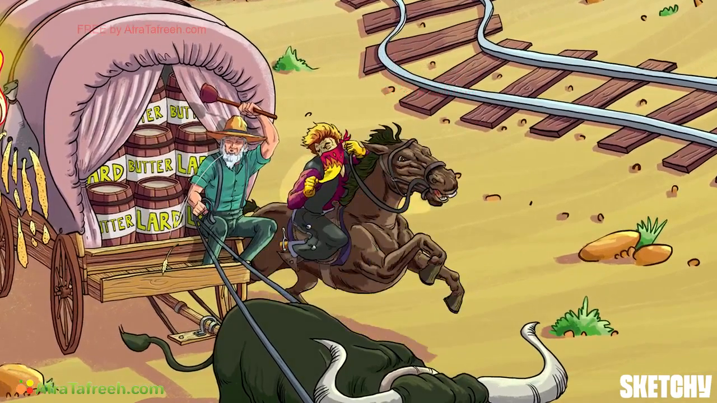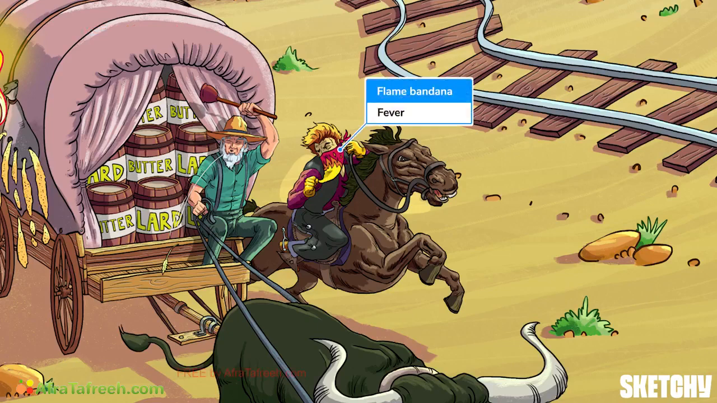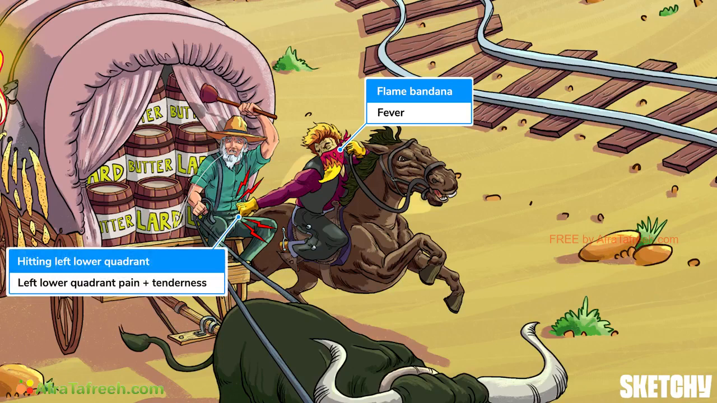Whoa there, Nellie. Looks like this bandit's trying to make off with that precious golden butter cargo. We better divert the wagon off the trail to try and get away. His flame bandana and the location of his punch on the poor wagoneer should remind you that the classic presentation of acute diverticulitis is fever from the inflammation and infection, and left lower quadrant abdominal pain and tenderness.